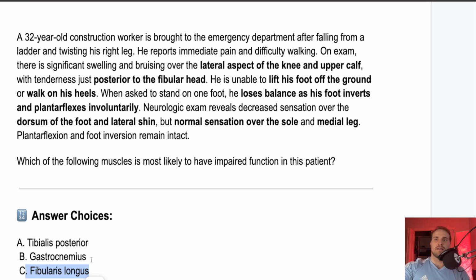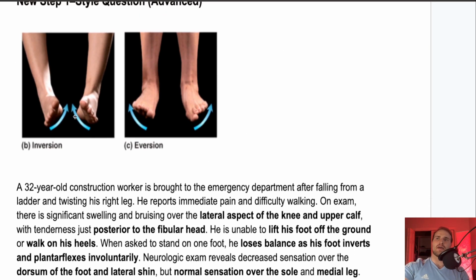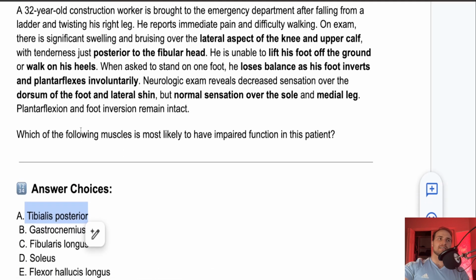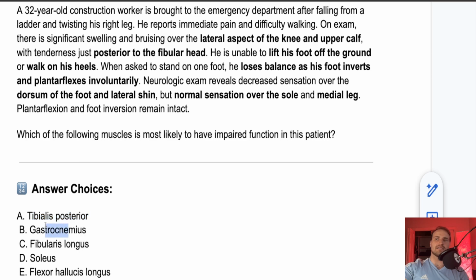Tibialis posterior, this will be your tibial nerve, that's inversion. So if we look at our photo here, that'd be our inversion, and that's intact. Gastrocnemius, the tibial nerve, that's plantar flexion, and that's intact. Soleus, that's the tibial nerve as well, and that's plantar flexion, and that's intact. Flexor hallucis longus is the tibial nerve, that's toe flexion, and so that's intact. So these guys are like plantar flexors. These three are here, and that's the inverter.